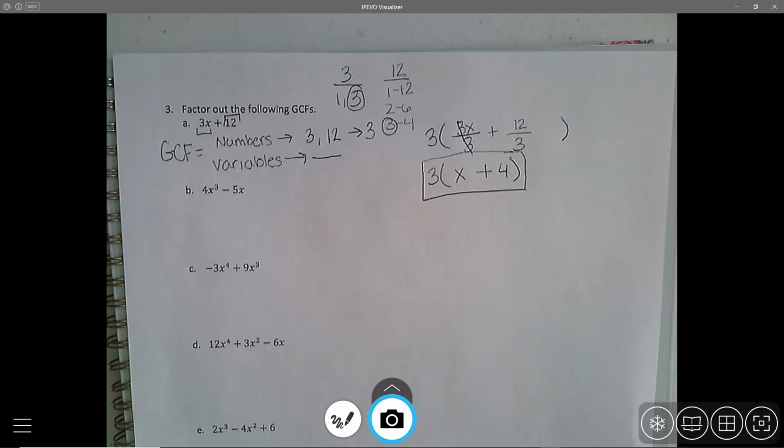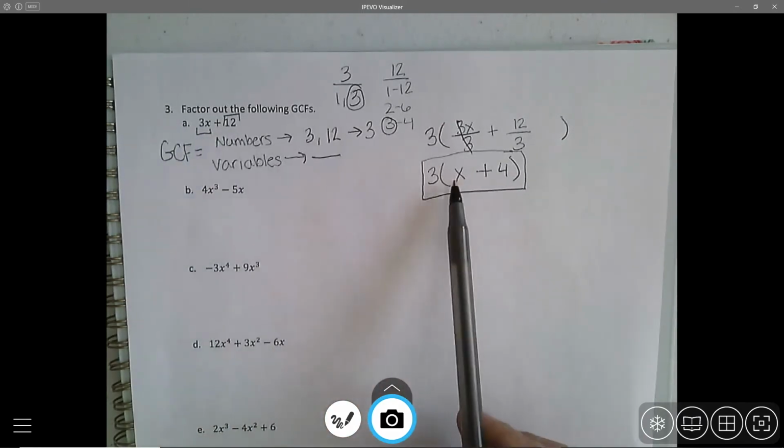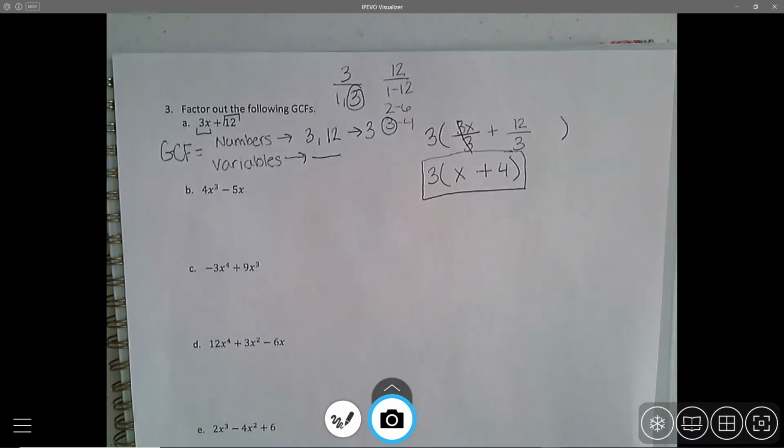Your GCF should always be outside of the parentheses. And inside your parentheses, you should always have the same number of terms your beginning problem did. Our beginning problem had 2 terms, 3x and 12. Notice, inside our answer, the final one has 2 terms as well.